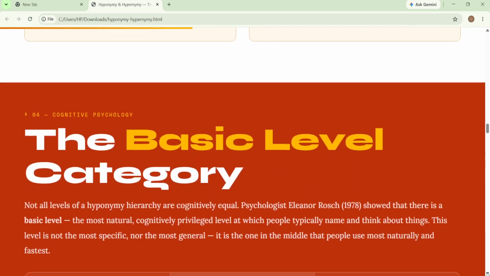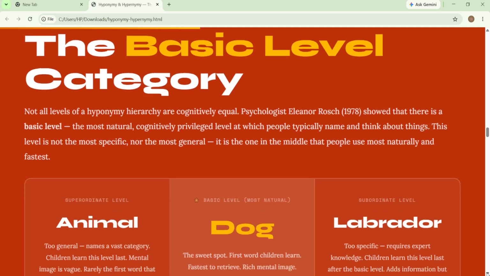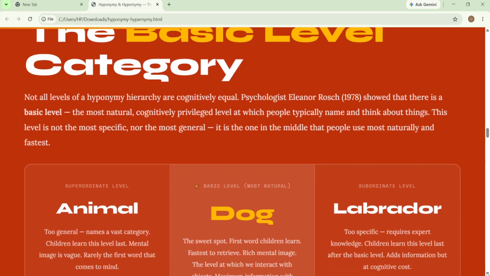So let's move forward. The basic level category. Not all levels of the hypernym hierarchy are cognitively equal. Psychologist Eleanor Rosch showed that there is a basic level, the most natural, cognitively privileged level at which people typically name and think about things. This level is not the most specific, not the most general. It is a middle level that people use more naturally and faster.